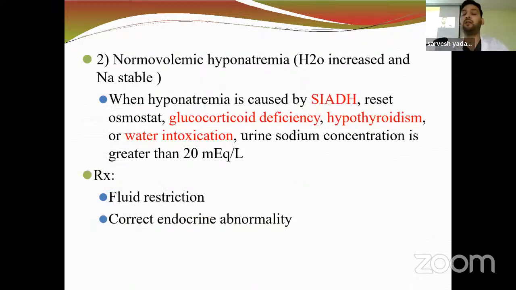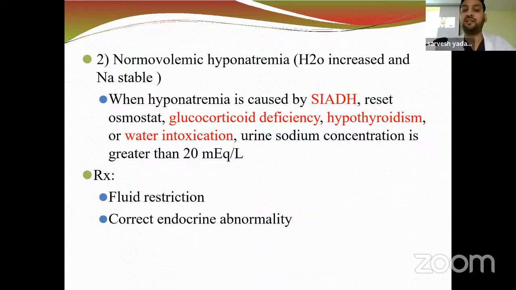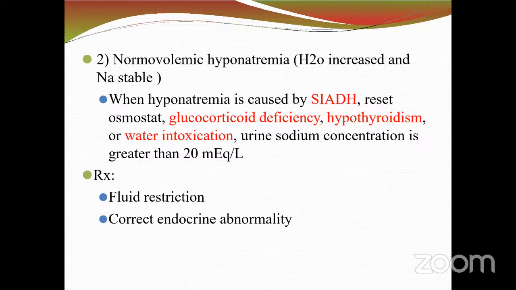Normovolemic hyponatremia. When water increases and serum sodium is stable. When hyponatremia is caused by syndrome of inappropriate antidiuretic hormone, reset osmostat, glucocorticoid deficiency, hypothyroidism, or water intoxication, urine sodium concentration is greater than 20 milliequivalent per liter. It is treated by fluid restriction and correcting the endocrine abnormality.